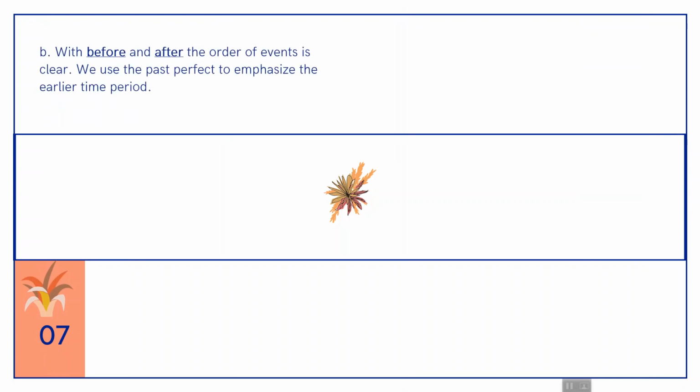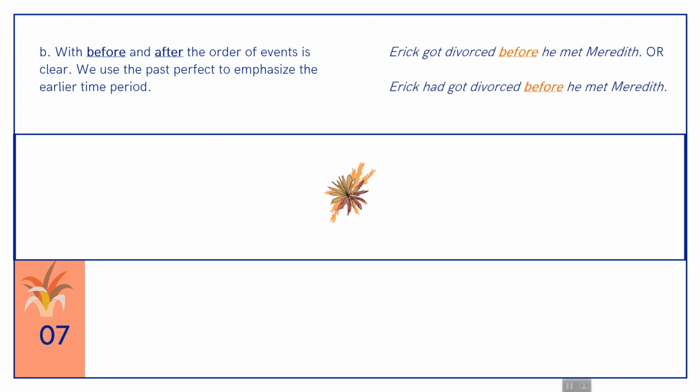With the words before and after, the order of the events is very clear, right? And we can use past perfect to emphasize only the earlier time period. So if I say Eric got divorced before he met Meredith, I can also say Eric had gotten divorced before he met Meredith. So in this case, I can use simple past in both clauses, or I can use past perfect and simple past, just to emphasize the earlier time period, okay? But both examples are correct.